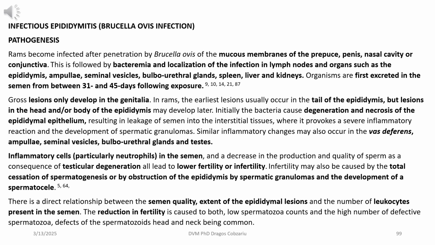Inflammatory cells, particularly neutrophils, in the semen, and a decrease in the production and quality of sperm as a consequence of testicular degeneration all lead to lower fertility or infertility. Infertility may also be caused by the total cessation of spermatogenesis or by obstruction of the epididymis by spermatic granulomas and the development of a spermatocele. There is a direct relationship between the semen quality, extent of the epididymal lesions and the number of leukocytes present in the semen. The reduction in fertility is caused by both low spermatozoa counts and the high number of defective spermatozoa, defects of the spermatozoid's head and neck being common.